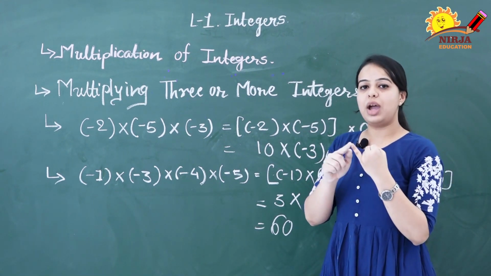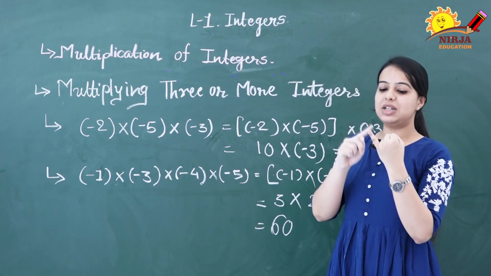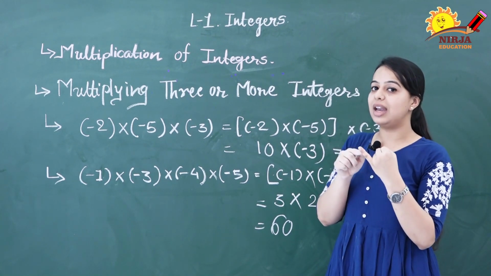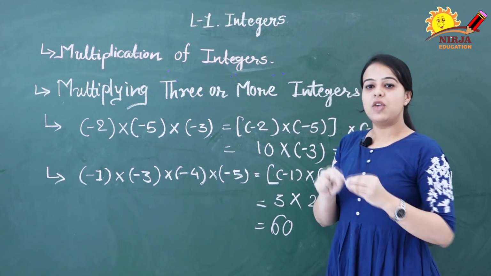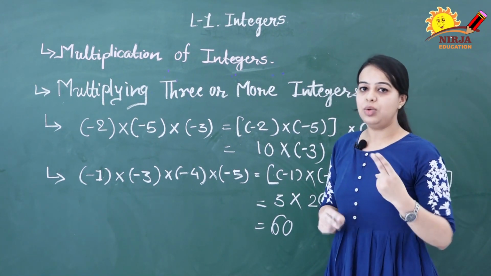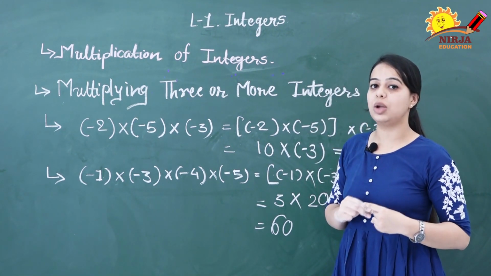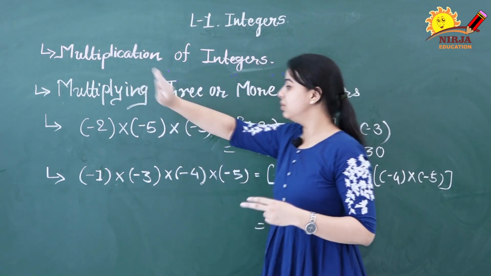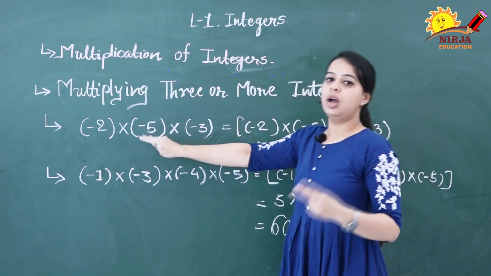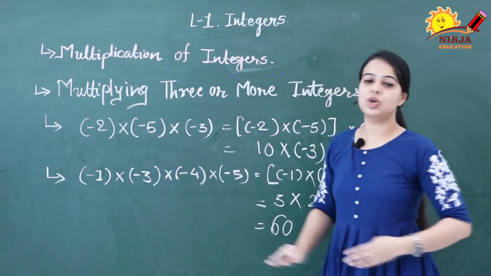If we multiply one positive and one negative, there is only 1 negative, so we get the result as negative. If we multiply 2 negatives, we get the result as positive. So if we multiply 1 negative term, 3 negative terms, 5 negative terms and so on, the result is negative.